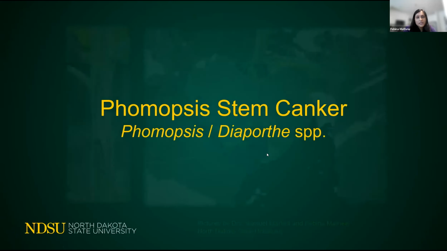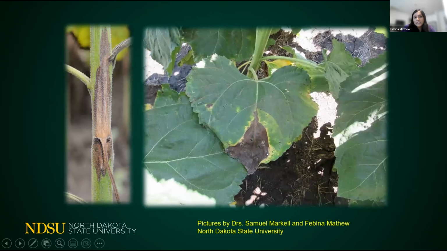So with Phomopsis stem canker, the symptoms are typically seen when the sunflowers enter the reproductive growth stages. This is the time phase when the sunflowers are past the seedling stage, when you can see some sort of a floral head sitting on the plant. And usually the symptoms begin on the leaves. This is a lesion that is starting to develop right on the tip of the leaf. And then you can see the fungus.